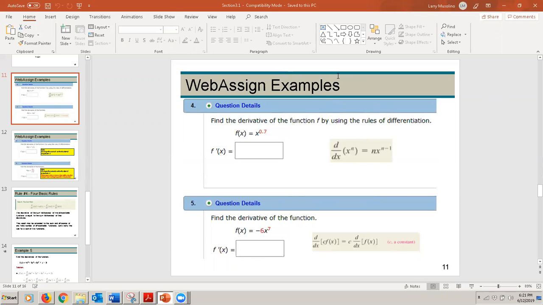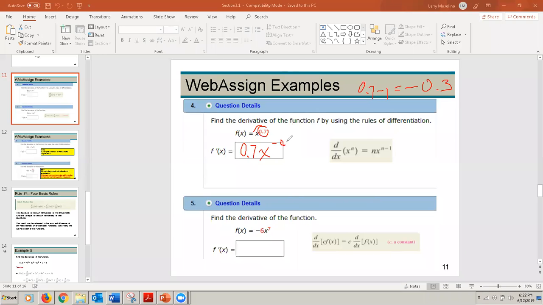So here's an example, x to the 0.7. All right, if I want to find the derivative, I'm going to take that 0.7 and put it down in front as a multiplier. So that's going to be 0.7x. Now I have to subtract 1 from the exponent. But 0.7 subtract 1 is negative 0.3. So the exponent here is negative 0.3.